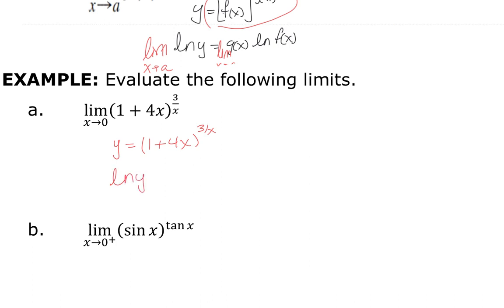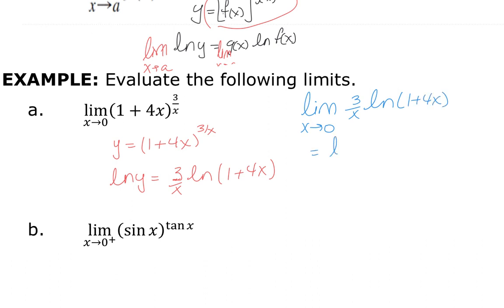Take the natural log of y is equal to 3 over x, the natural log of 1 plus 4x. Now I'm going to take the limit as x approaches 0 of 3 over x, the natural log of 1 plus 4x. This is the same thing as the limit as x approaches 0 of the natural log of 1 plus 4x, over x. I'm going to bring that 3 out front.